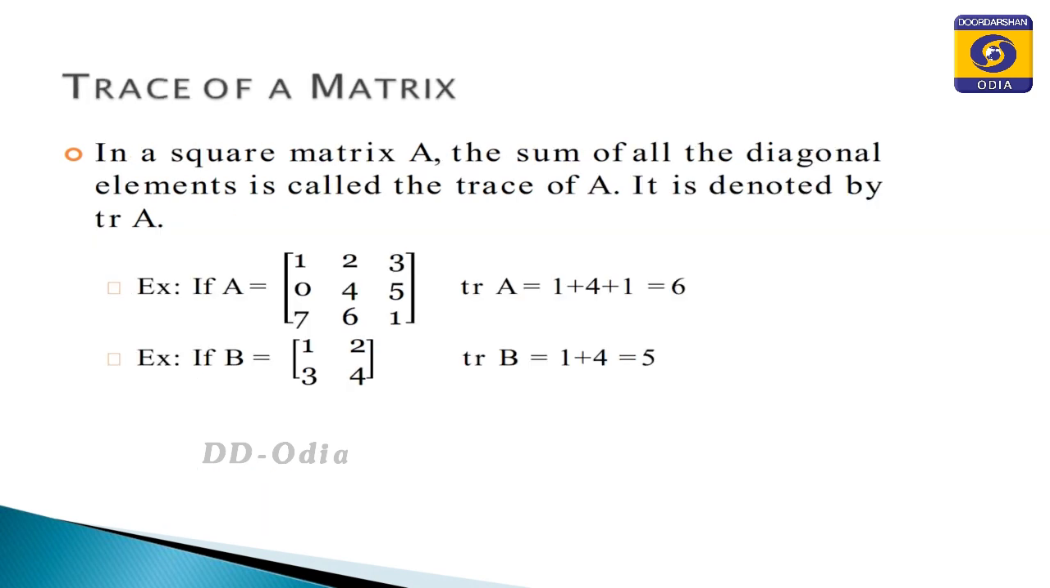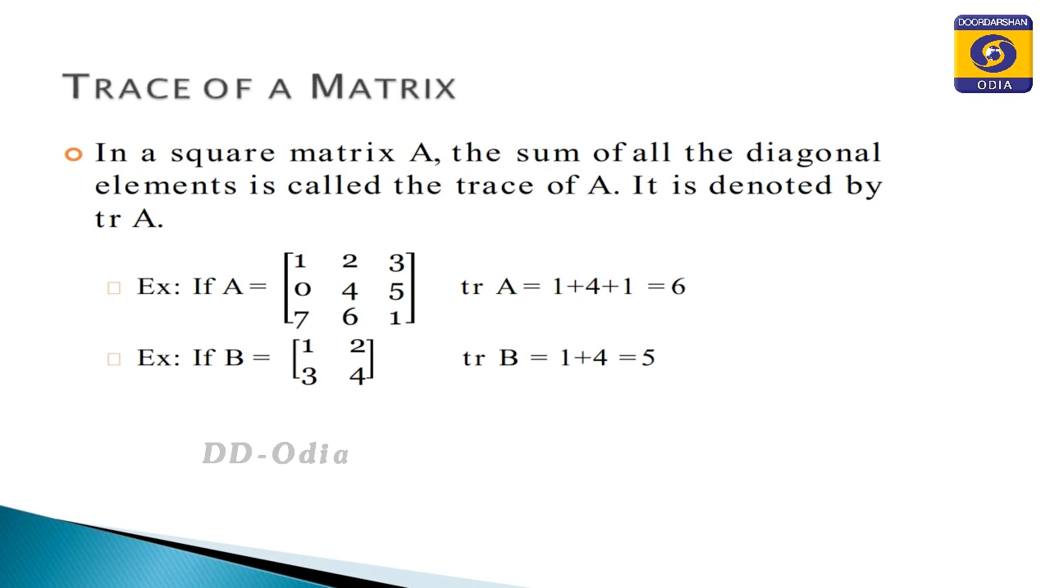Next is trace of a matrix. In a square matrix A, the sum of the leading diagonal elements is called the trace of A. Here is an example. If A is a matrix 1, 2, 3, 0, 4, 5, 7, 6, 1, this is a 3 cross 3 order matrix, this is a square matrix. Here trace of A becomes 1 plus 4 plus 1, that becomes 6.